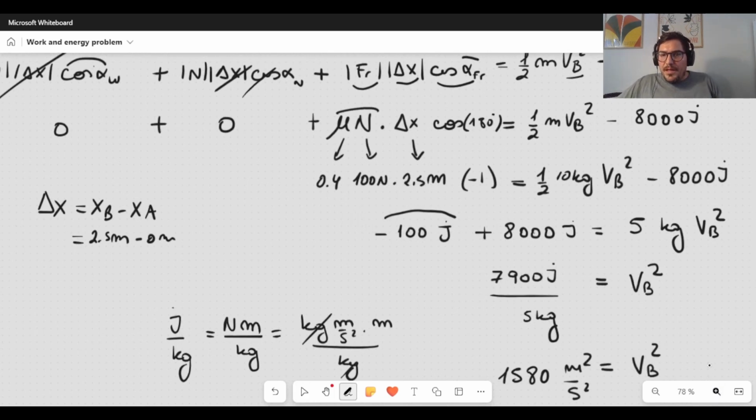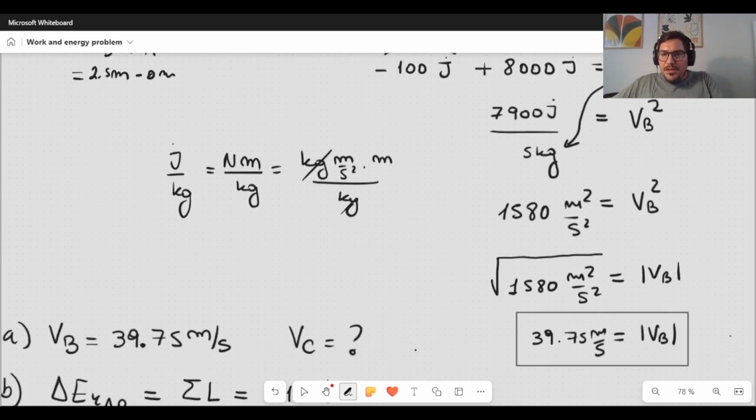So we are here. 1/2 of the mass, velocity in B squared. 1/2 of 10 is 5, minus 8,000 joules. We pass 8,000 to the left, adding minus 100 plus 8,000, 7,900 joules. And then we pass the 5 kilograms dividing. 7,900 joules divided by 5 is 1,580. Okay, 1,580.